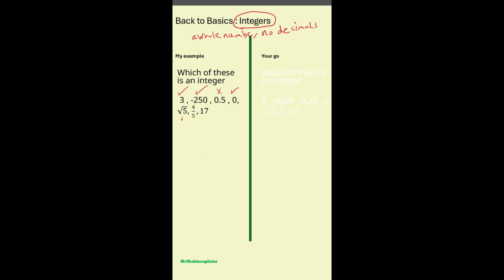Square root of 5 is not an integer because if you put it in the calculator, you will get decimals. 4 over 5 is not an integer because it does have decimals. It's 0.8. 17 is an integer because it's a whole number with no decimal. So it is really as simple as that. If you put it in the calculator and it has a decimal, then it's not an integer.